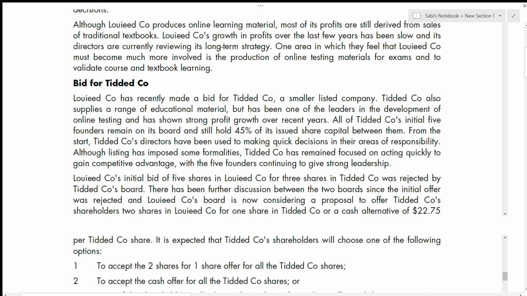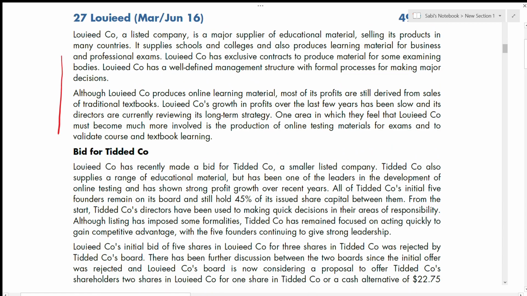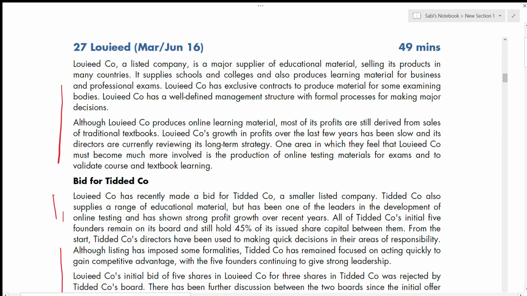Bid for TDET company, right? So I need this part and I need this part, this paragraph and that paragraph. So there are a total of 4 paragraphs which I need to read for answering my part A question. I'm going to quickly read it because there are some very important key points which I need to cover. That's why I have to read this. Otherwise, I would have told you to read it by yourself.